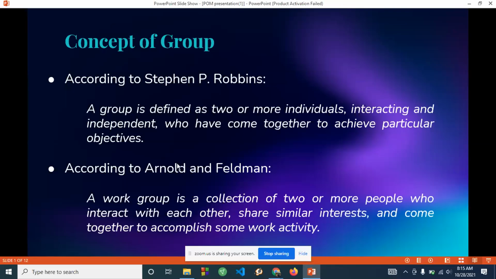According to Arnold and Feldman, concept of group: a work group is a collection of two or more people who interact with each other, share similar interest, and come together to accomplish some work activity. In this theory, he added the concept of similar interest of people. In a group, there must be similar interest in people so that they can interact with each other, so that they can achieve organizational goals easily.